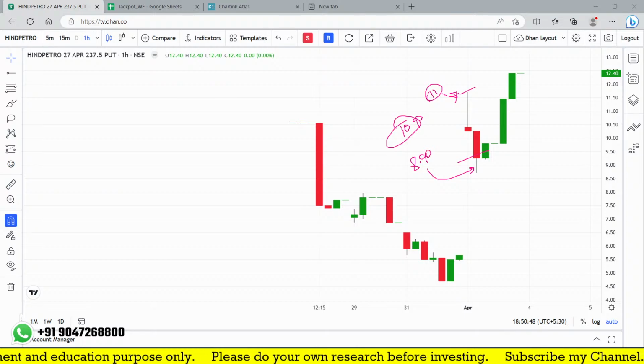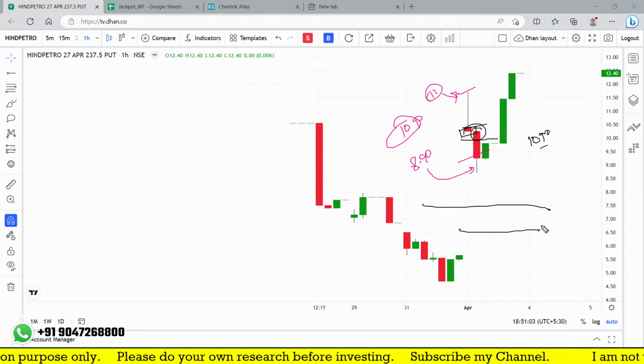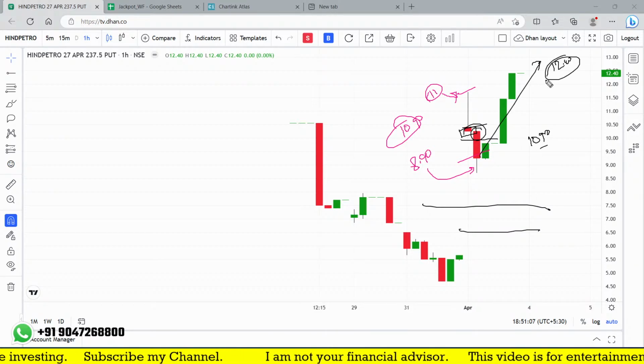So I should wait for the level to come back. 10.9 may be my entry point, and this candle itself is giving it. After 9:30 I can get an even lower price, and I can keep my stop loss somewhere here or somewhere here. Now it is 12.4, and that is also giving you a good opportunity.